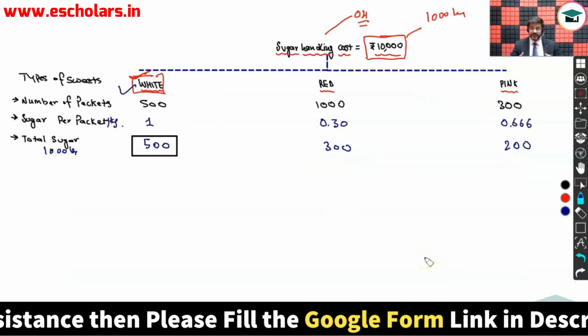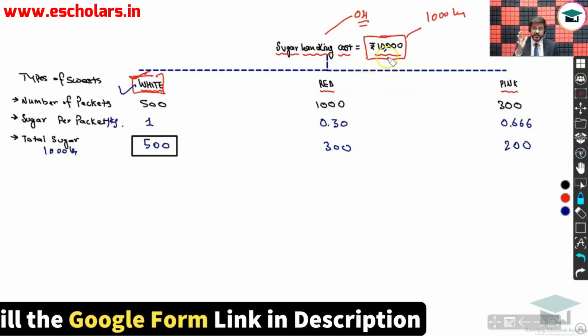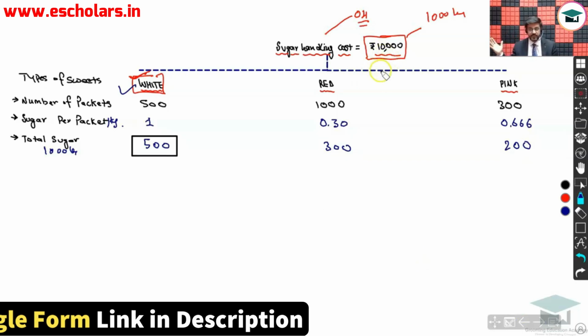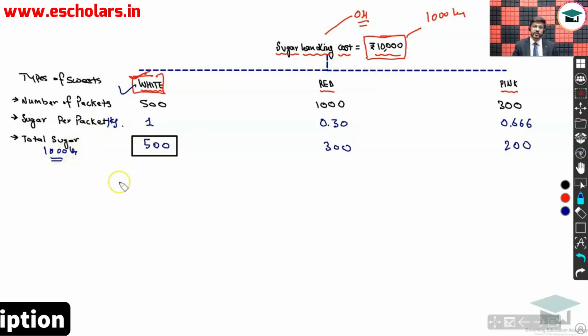However, when we dug a little deeper, we came to know that handling cost doesn't depend on labor hours. It depends on the weight of your material, the weight of your sugar. So it should be apportioned, this handling cost, on the basis of the weight of your sugar. I hope this point is clear. Pay attention. Do not write anything.